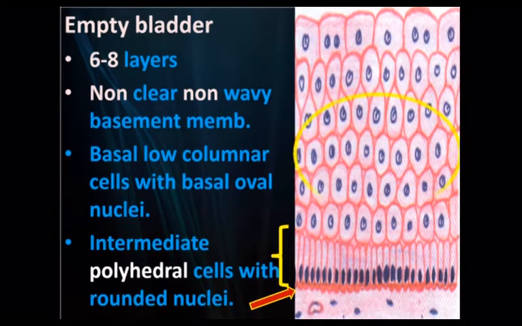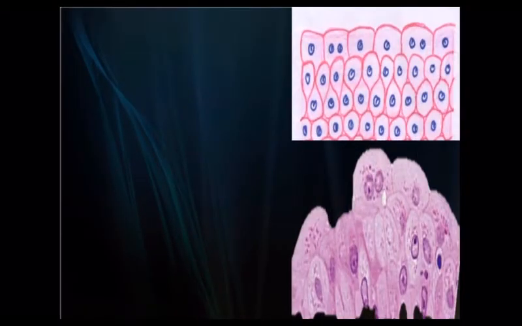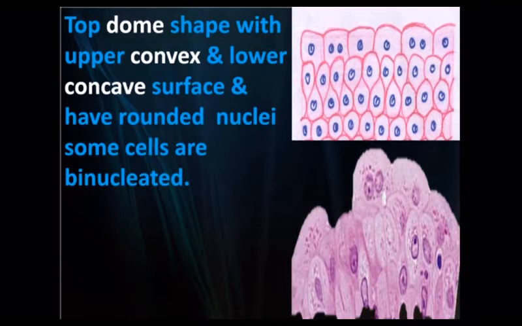The intermediate cells are polyhedral cells with rounded nuclei, like the stratified squamous. The top layer is dome shaped. It has an upper convex surface and a lower concave surface. It has rounded nuclei and may be binucleated, having 2 nuclei.